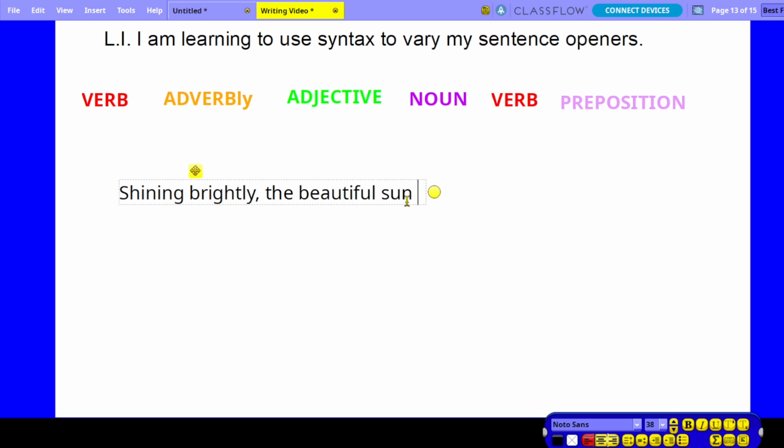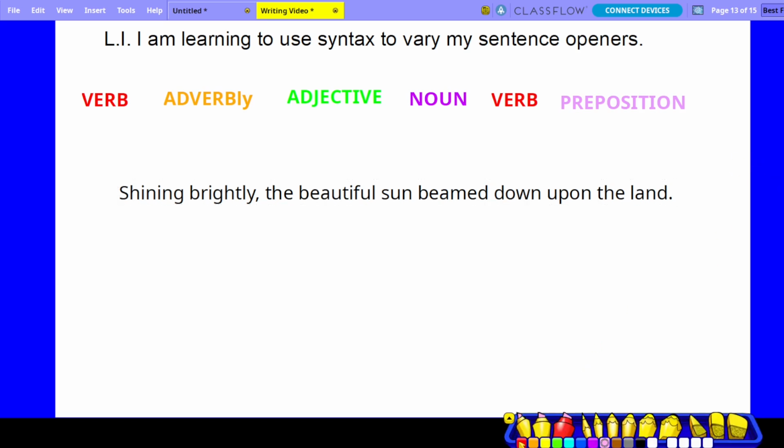So shining brightly, the beautiful sun, and I could say something like beamed, and my preposition could now be upon the land, or beamed down upon the land. And there we go. Now it makes sense. But you can see in this case here, we actually have two verbs. We have shining, which we've opened with, and then we've got beamed just after that there.